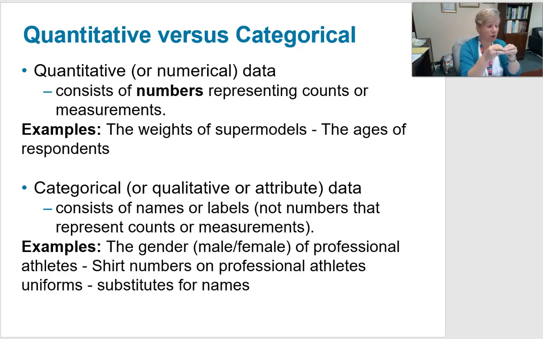If you're talking about categorical data, this is called qualitative data. Sometimes it's called attribute data. And this consists of names or labels. It's not going to be numbers. It could be your gender. It could be the number that appears on the shirt of your uniform. That is considered categorical. It could be substitutes for names. There's lots of different things. It could be your favorite color, your favorite food. I mean, there's lots of different things that we could talk about when it comes to qualitative data. So quantitative versus qualitative. Big difference between those two things.